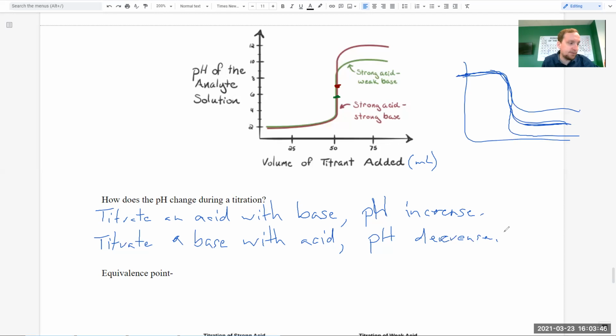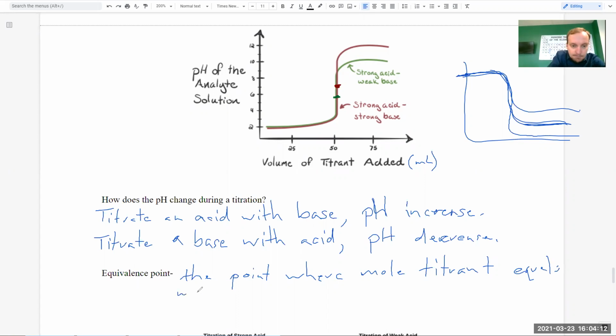Lastly, again, is the equivalence point. The equivalence point is the point where your moles of titrant, which is what you titrated with, equals the moles of substance in your unknown.